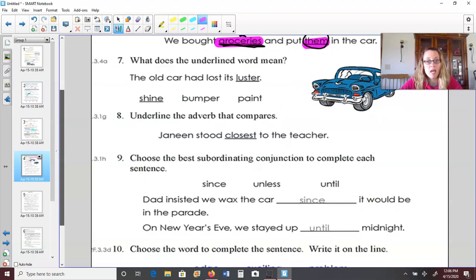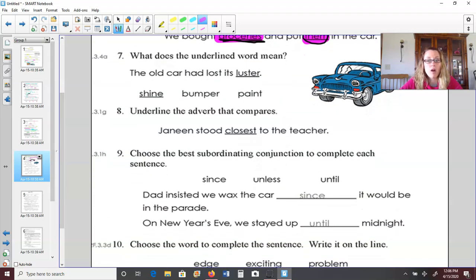Number 7, what does the underlined word mean? The old car had lost its luster. Okay, well, here we have some clues. It's an old car and it lost something. So we're trying to figure out what luster is. Now this can kind of be tricky because I think any of these options could make sense. The old car had lost its shine. The old car had lost its bumper. Sure, maybe the bumper fell off. It's an old car. Or the old car had lost its paint. Old cars also lose their color. The paint chips off. But in this case, luster means shine.